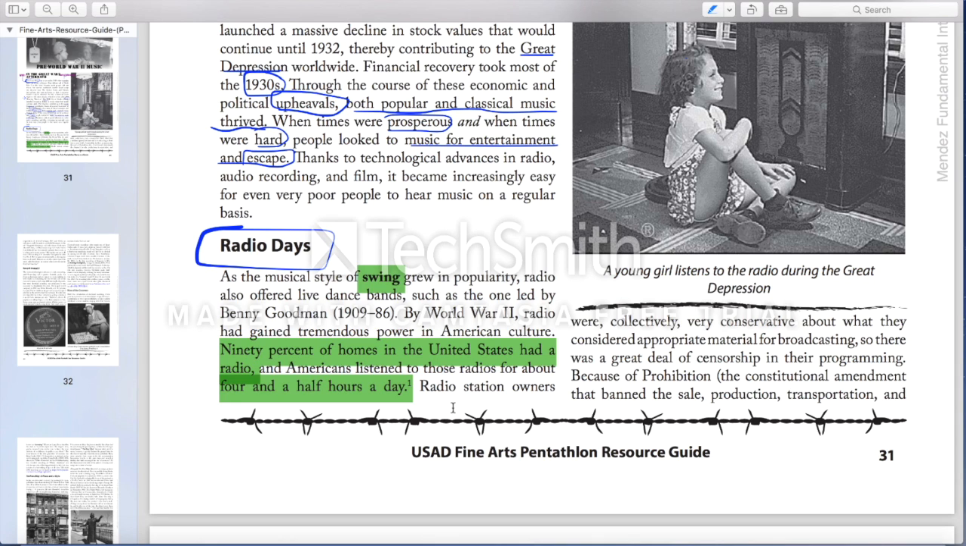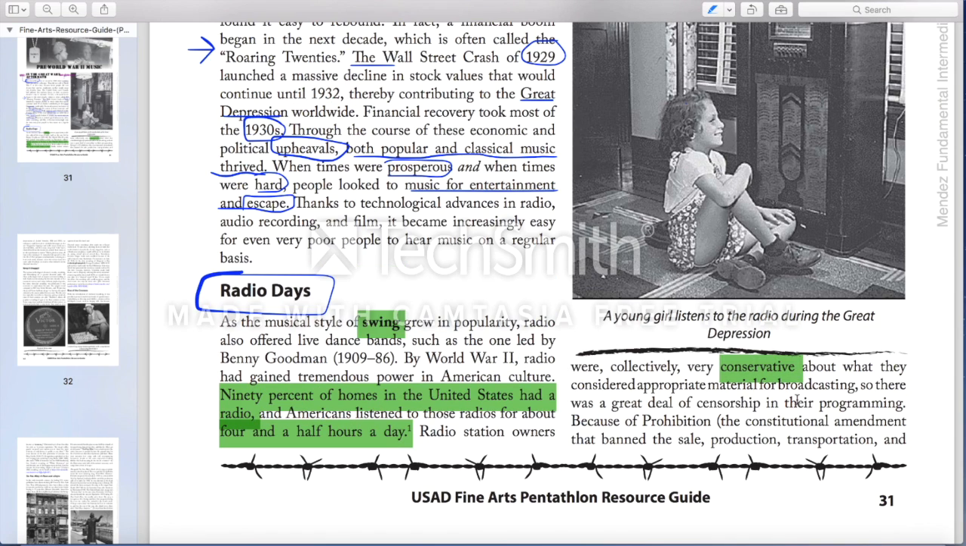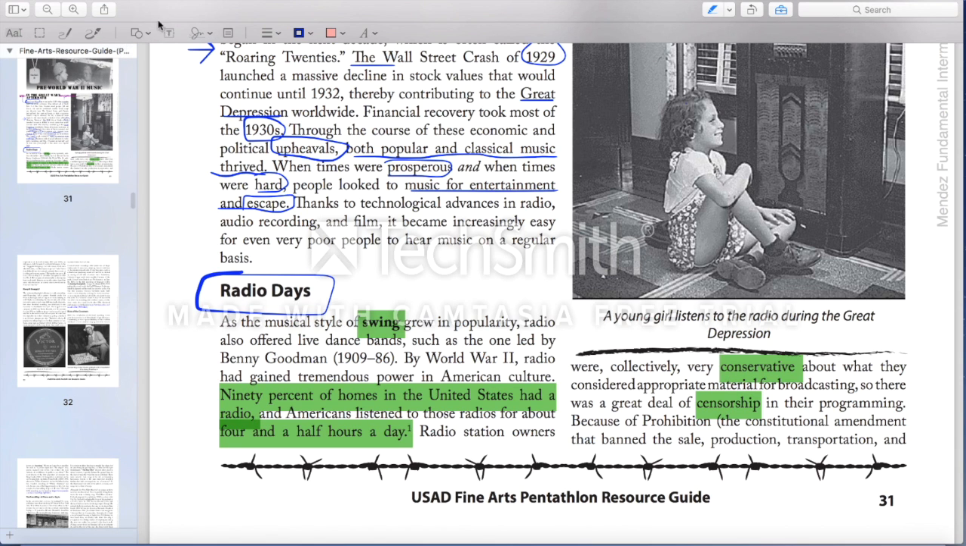Radio station owners were collectively very conservative about what they considered appropriate material for broadcasting. So what we mean by that is it was like rated G pretty much. So there was a lot of censorship in their programming. Censorship is when you stop the flow of information because of some reason or purpose, right? And since they wanted to keep it at like rated G and family friendly, they did censor a lot of stuff. So it wasn't that all music and all lyrics could be broadcast on the radio, okay?